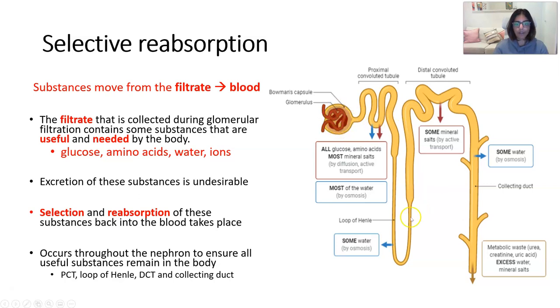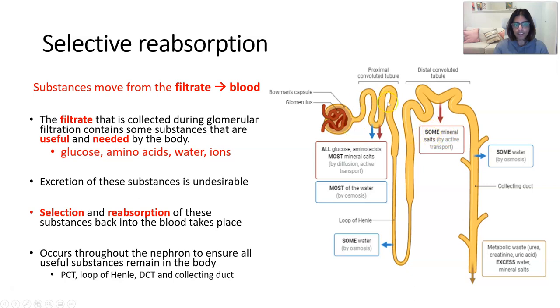That is why most of that water goes back into the blood at the proximal convoluted tubule by osmosis, and we get a little bit more happening in the loop of Henle. This is the body again trying to address homeostasis and keep its balance. When we look at the distal convoluted tubule, again we get some selective reabsorption happening here, and this time not most mineral salts but some.